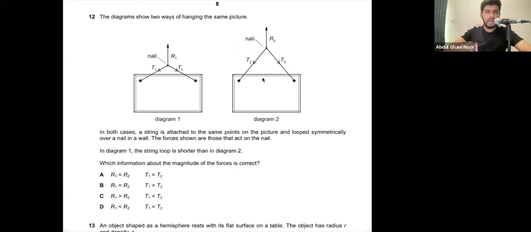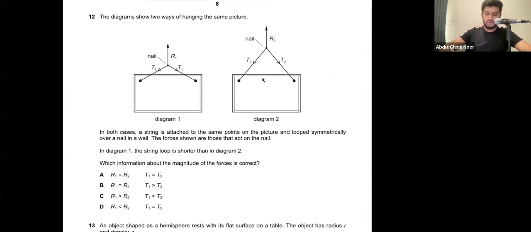Question number 12 says the diagram shows two ways of hanging the same picture. In both cases, the string is attached to the same points on the picture and looped symmetrically over a nail in the wall. The forces shown are those that act on the nail. In diagram 1, the string loop is shorter than in diagram 2. Which information about the magnitude of the forces is correct?